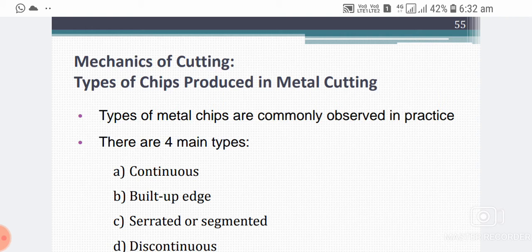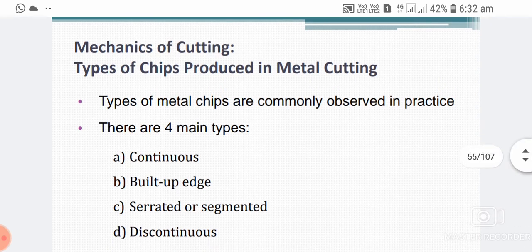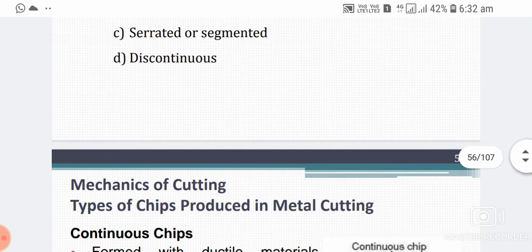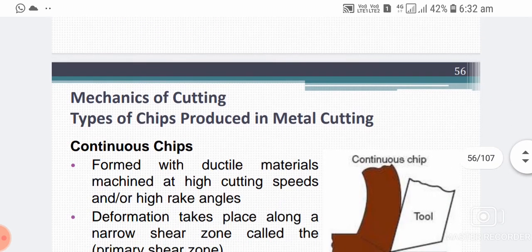Now we discuss the topic of type of chip produced in metal cutting. Types of metal chips are commonly observed in practice. There are four main types: continuous, built-up edge, serrated or segmented, and discontinuous. Okay. Type of chip produced in metal cutting.